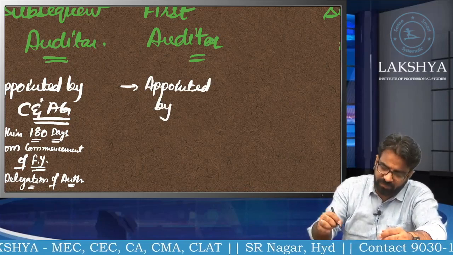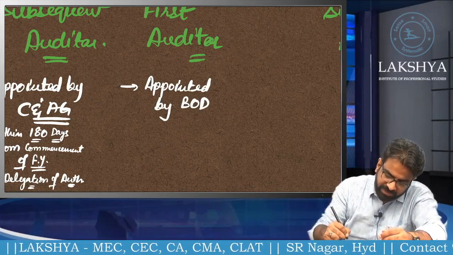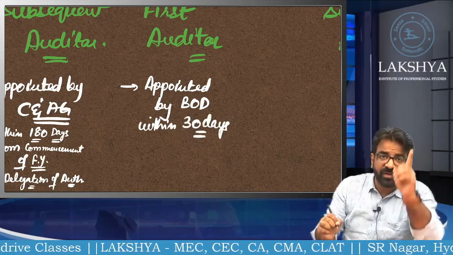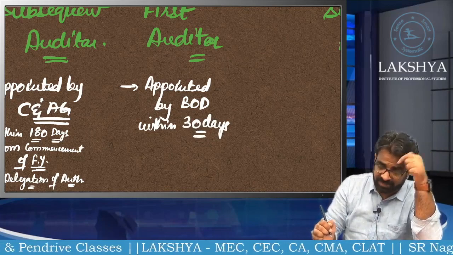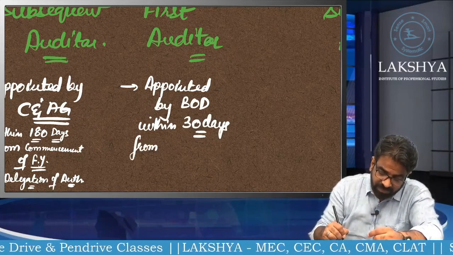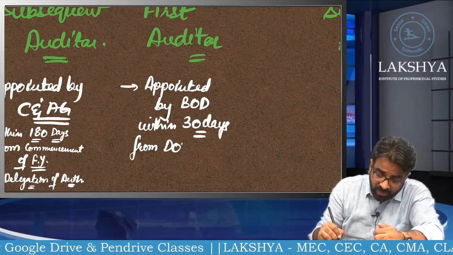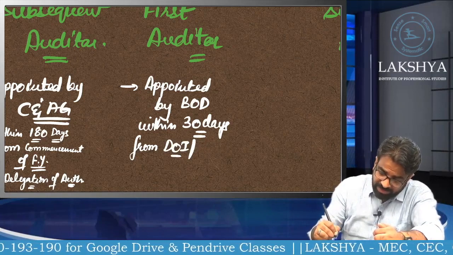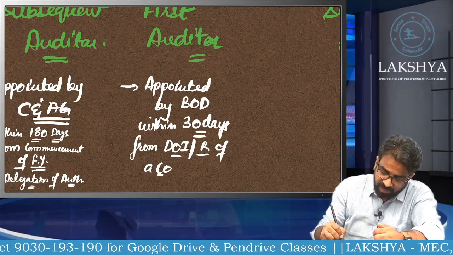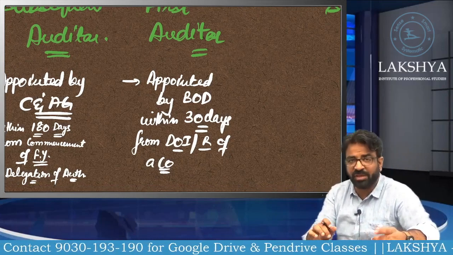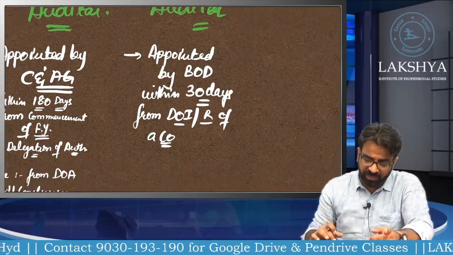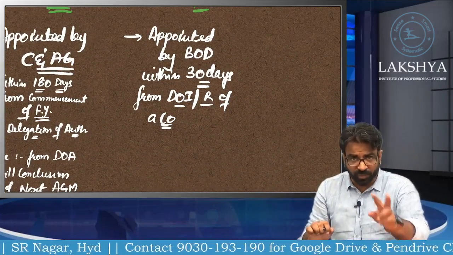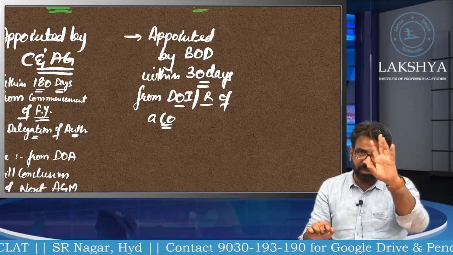The first auditor will always be appointed by the board of directors within 30 days, not 60 days. First auditor of the government company, how many days? 60 days. But here how many? 30 days from the date of incorporation or registration of the company. So there you appoint within 60 days, but here you appoint within 30 days. Who will appoint? There CAG will appoint. Here who will appoint? Board of directors. Both are first auditors only, but there it is a government company, here a non-government company.